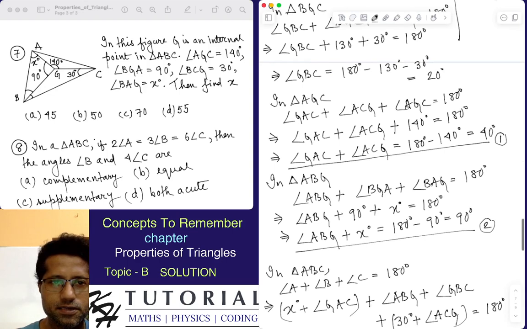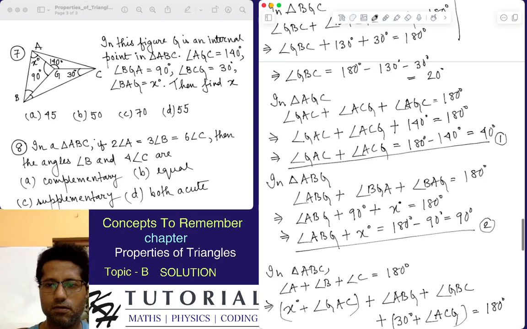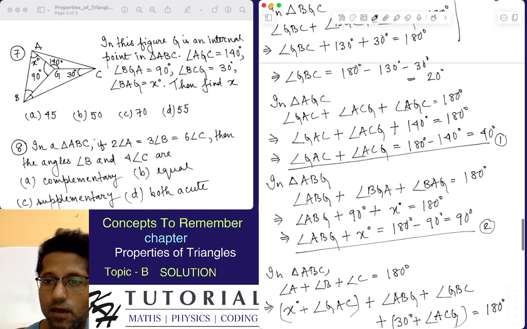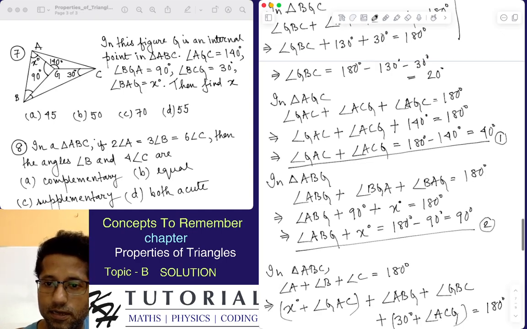Now in triangle AGC, we have angle GAC plus angle ACG plus angle AGC is equal to 180 degree. This implies angle GAC plus angle ACG plus 140, because angle AGC is given to be 140, is equal to 180 degree. So we have angle GAC plus angle ACG is equal to 180 minus 140, which is 40 degree.